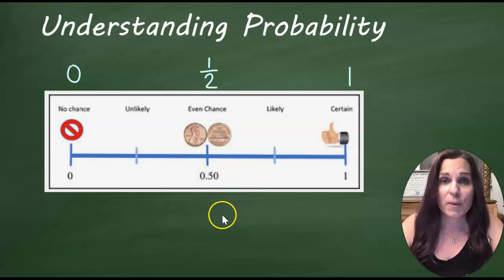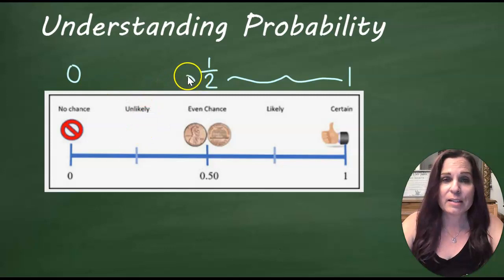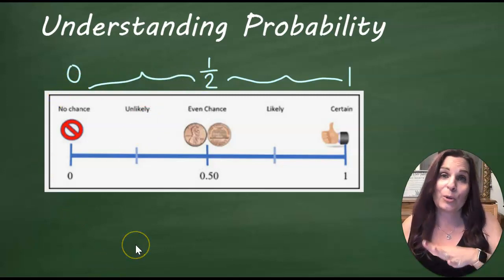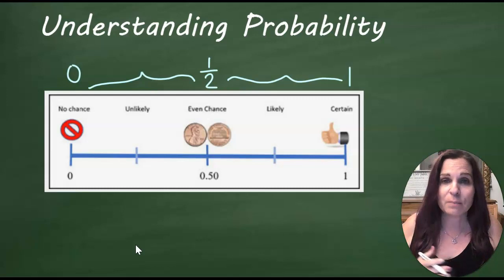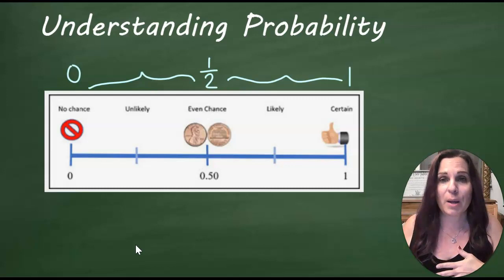So what that means is if you have an event that is between 1/2 and 1 in this area, it's likely. If you have an event that is between 0 and 1/2, it is unlikely. The closer it is to 0, in other words, the smaller the fraction, the less likely it is to happen. The closer it is to 1, the more certain you are that it will happen.